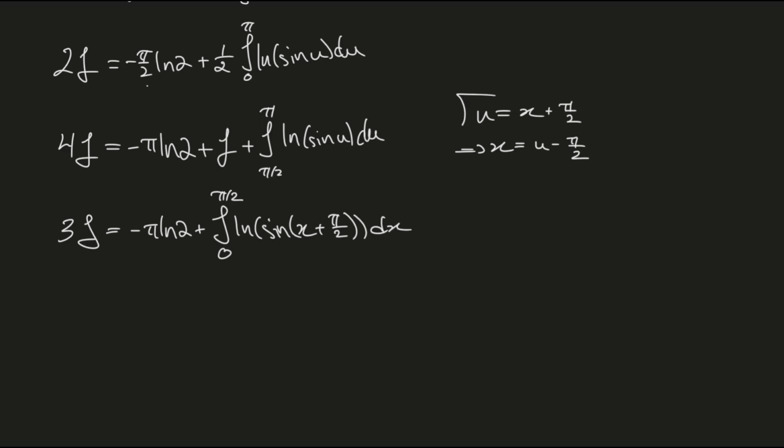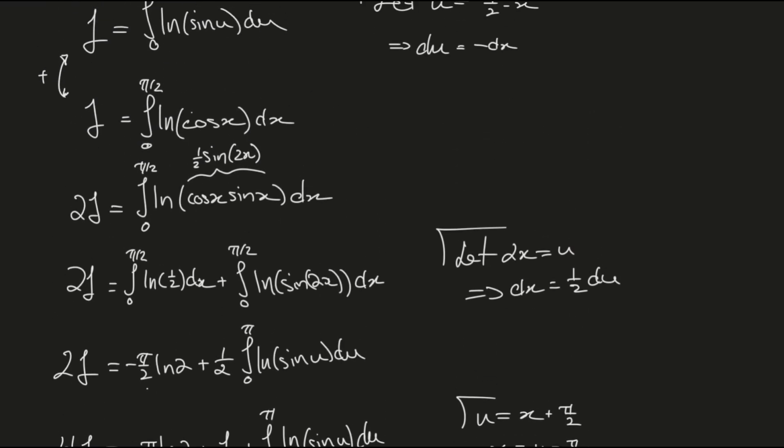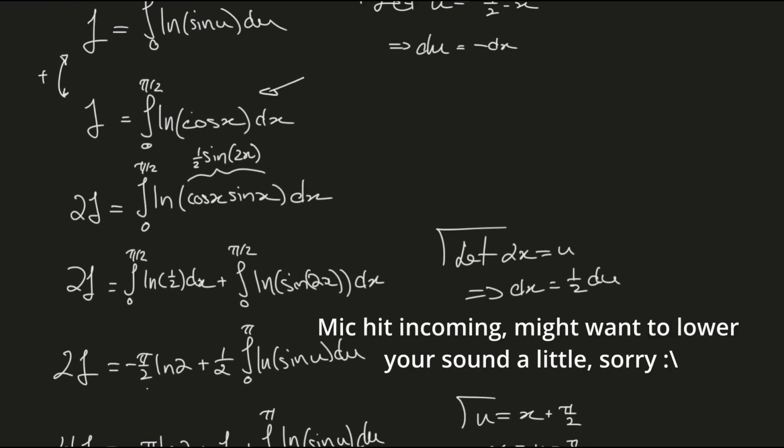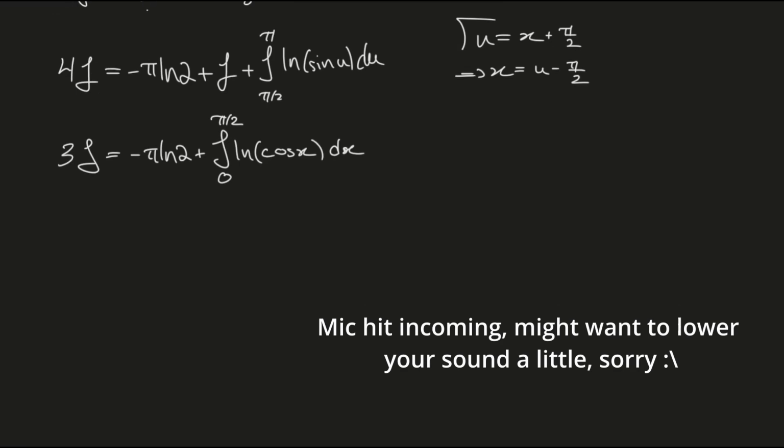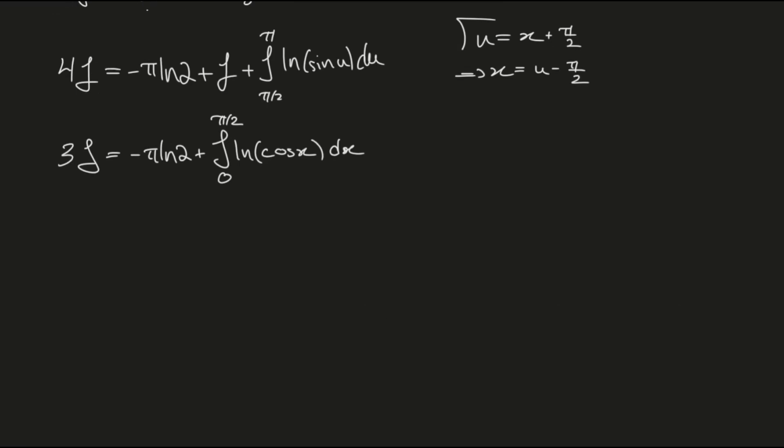Now another nice symmetry of the sine function is that sine of x plus pi by 2 is also the cosine of x. So we have a log cosine x here. And would you look at that? Integral 0 to pi by 2 of log cosine x, it's also J. So we can subtract it on both sides and get that 2J is equal to negative pi log 2.